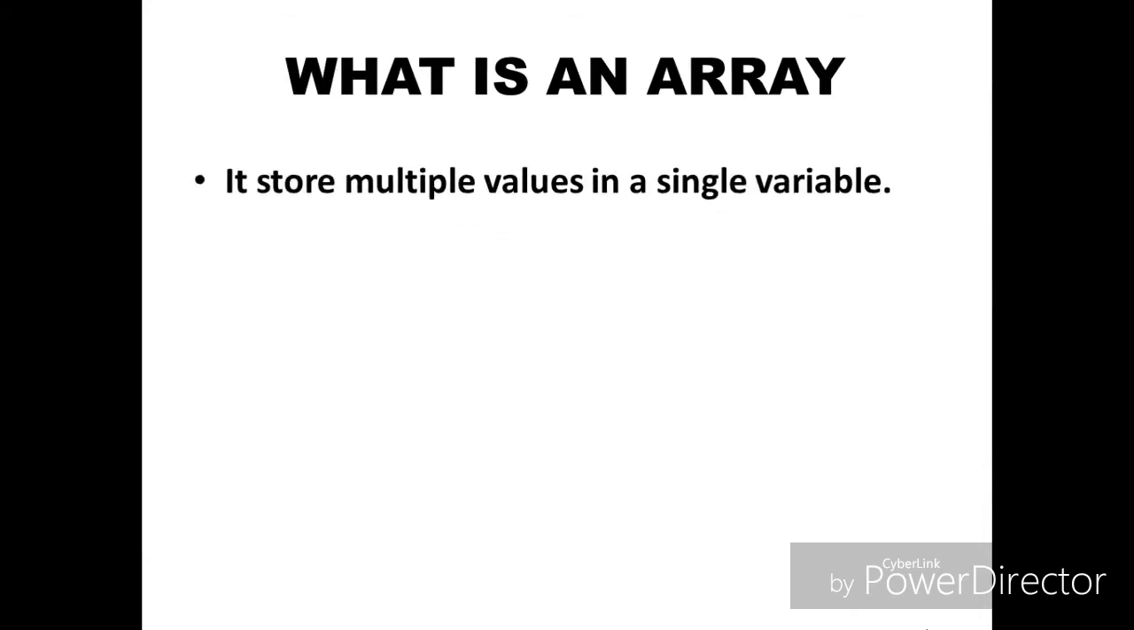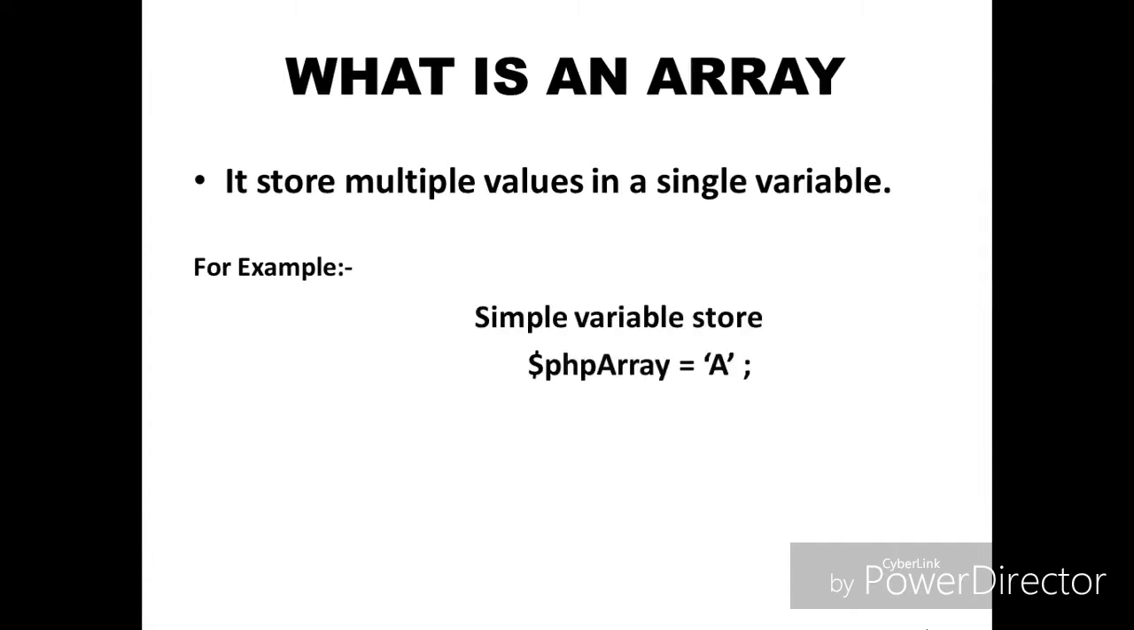So, what is an array? It stores multiple values in a single variable. It means by using an array we can store multiple values in a single variable. For example, in a variable we can store a string or an integer like this. But suppose we want to store multiple values like a, b, and c, then we can use an array. So in this you can see that a, b, and c are stored in $php_array. So now $php_array works as an array.